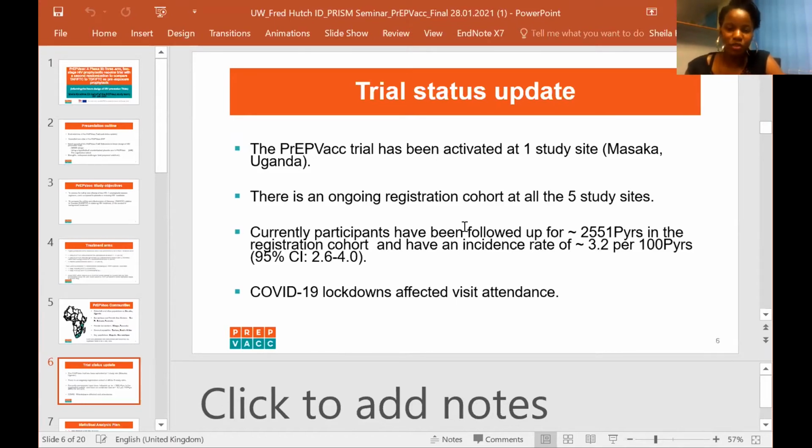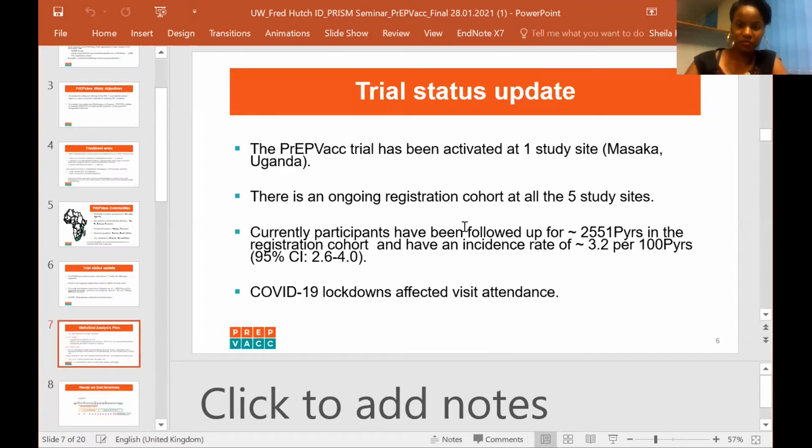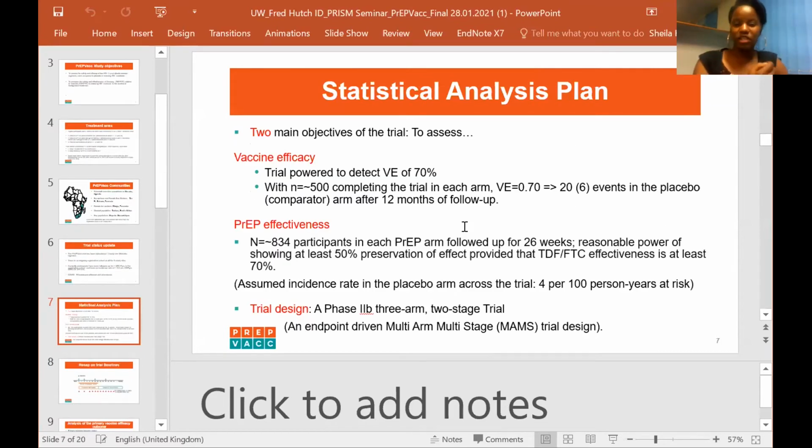We currently have about 2,551 person years of observation in the registration cohort and have observed an incidence of about 3.2 per 100 person years. COVID lockdowns did affect attendance of visits in the registration cohort a bit, but we have been mostly able to attend at least about 71% of the visits. The trial just started and we have very few participants enrolled, and we haven't yet missed any visits. So that's in a nutshell where we are.